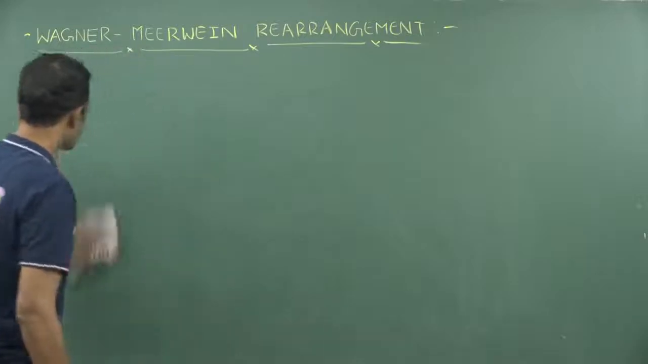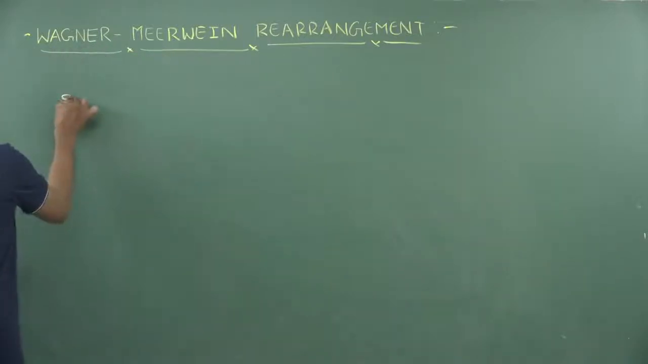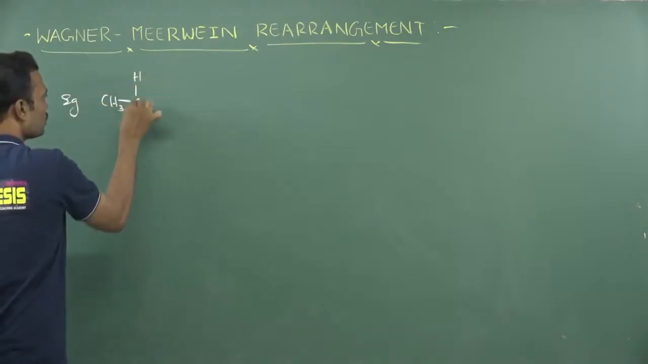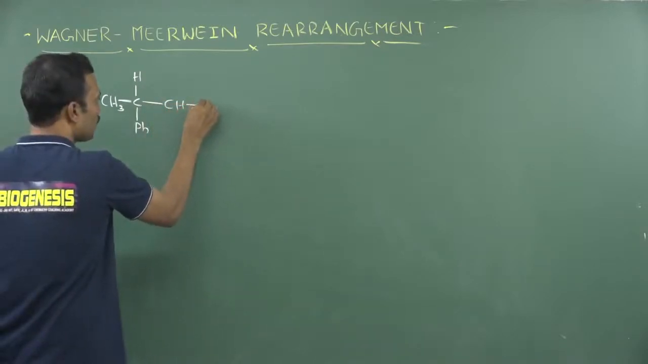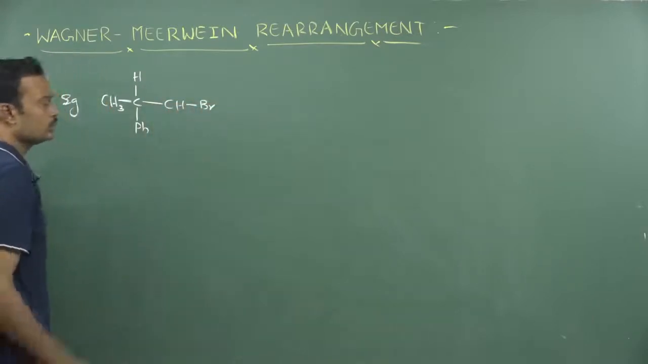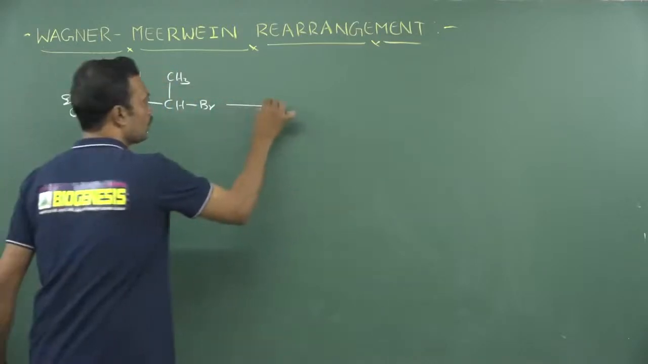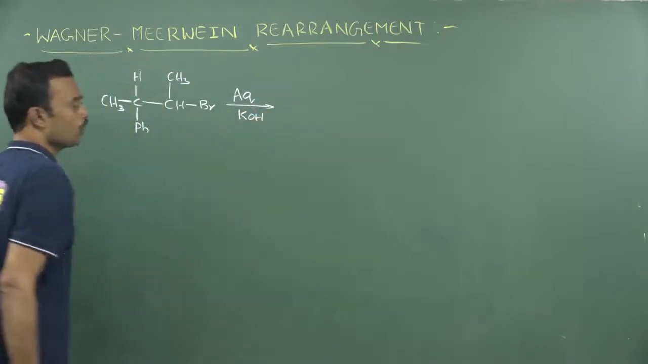One more example I will explain so that you will get clear information about what a Wagner-Meerwein rearrangement is. See, I am taking carbon and here hydrogen. Now here I am taking phenyl. On this particular carbon I am using a halogen atom here. Okay. So next I would like to use a methyl group. Now aqueous potassium hydroxide I am using. So what is the role of aqueous potassium hydroxide?